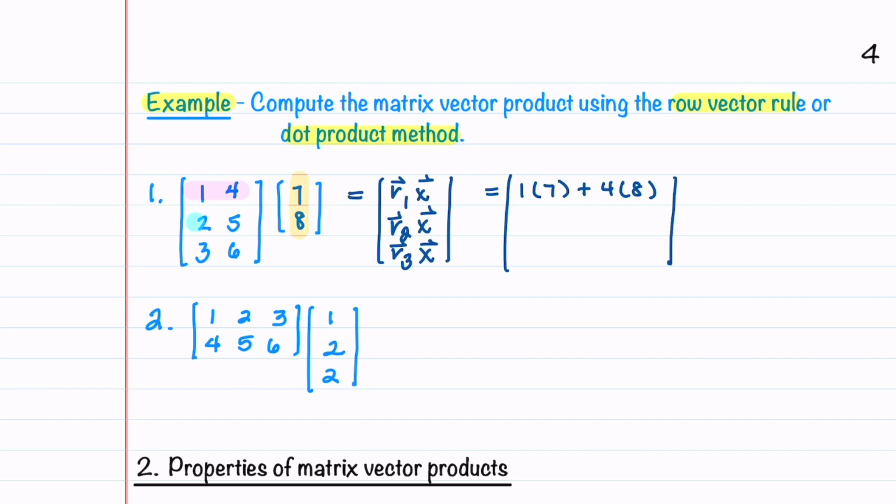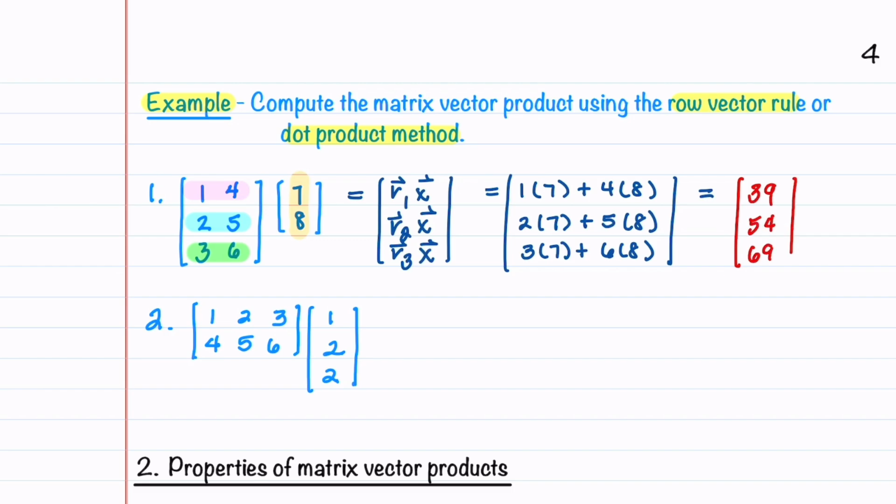Let's now multiply the second row times X. This gives us 2 times 7 plus 5 times 8. And then lastly, we'll multiply the third row of A times X. This gives us 3 times 7 plus 6 times 8. When we do the multiplication and add it all up, we end up with 39, 54, and 69.